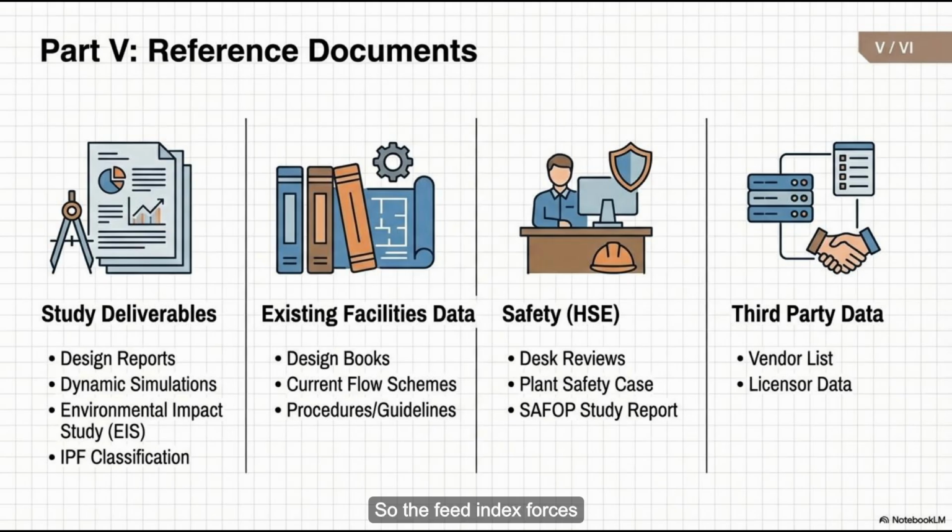So the FEED index forces you to do that investigation before the bulldozers arrive. It's essentially saying, go look for the pottery now, while it's cheap to move the design, so we don't lose $100 million later. It's a reminder that these projects happen in the real world with real history, not just on a computer screen. Speaking of the real world, let's talk about existing stuff. Part V5, existing facilities. This is crucial for those brownfield projects we mentioned, where you're building next to or on top of an old plant.